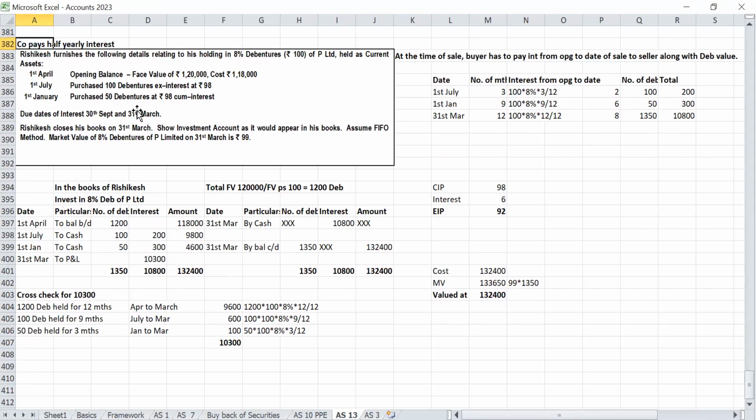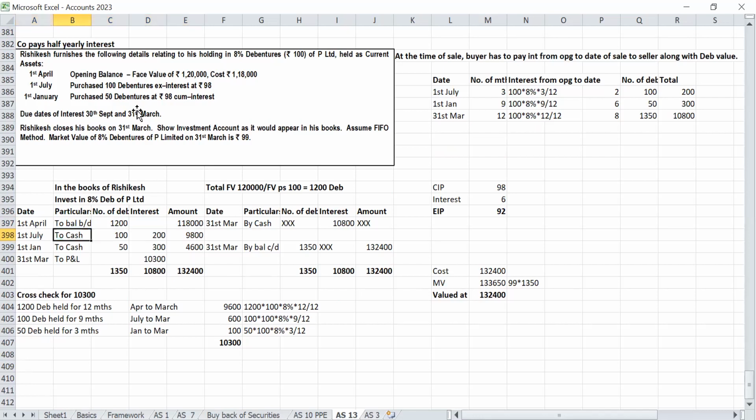Anyway, we will see from the beginning. Explain. First point: 1st April opening balance, face value 1,200 shares equal to 1,18,000. 1st July purchase 100 debentures, ex interest 98. We computed debentures 200, interest 200.